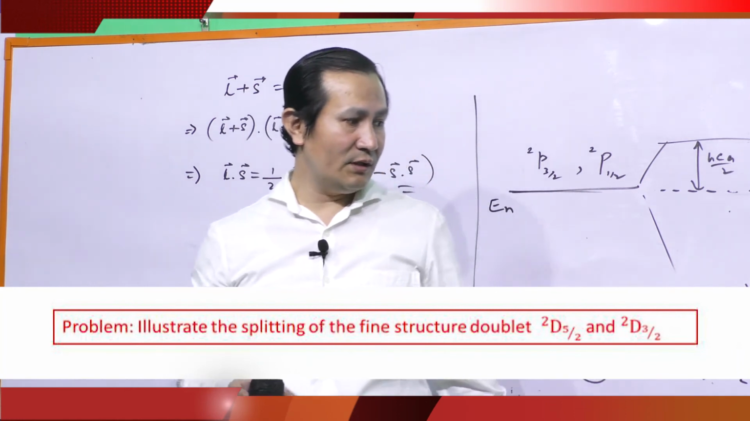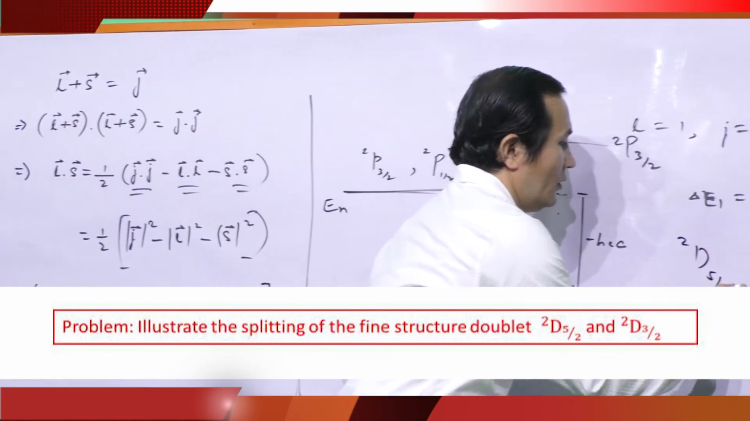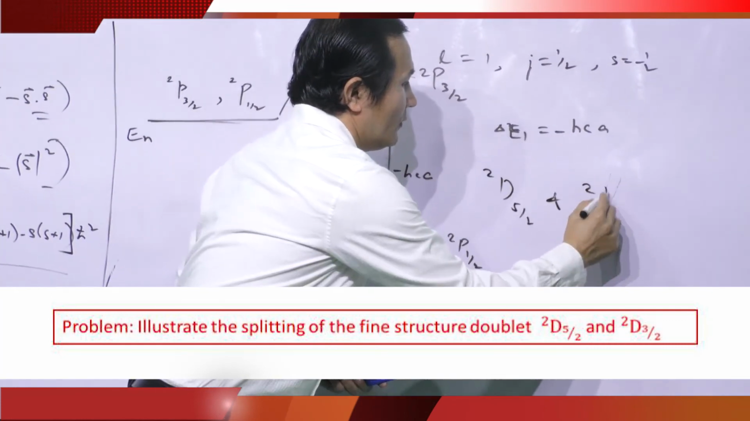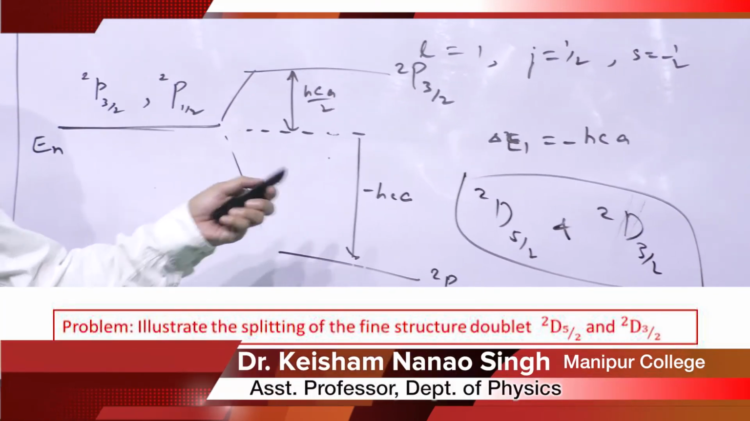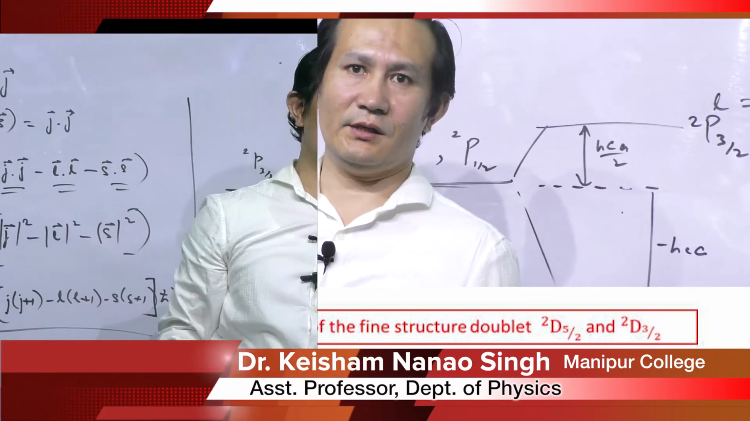Like this, you can also try an example problem like I have given here, the 2D states, 2D 5 by 2 and 2D 3 by 2. These two states are initially at the same energy level, but they will split under spin orbit interaction. So this part you can do as an exercise.